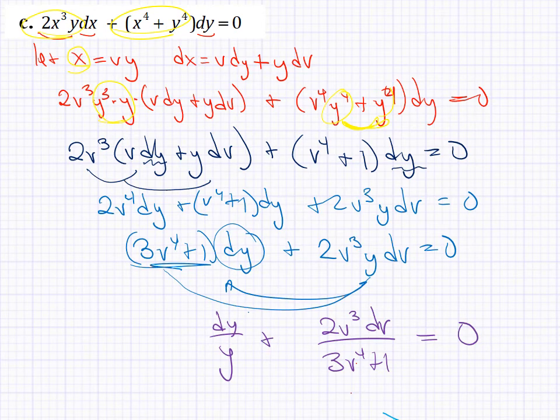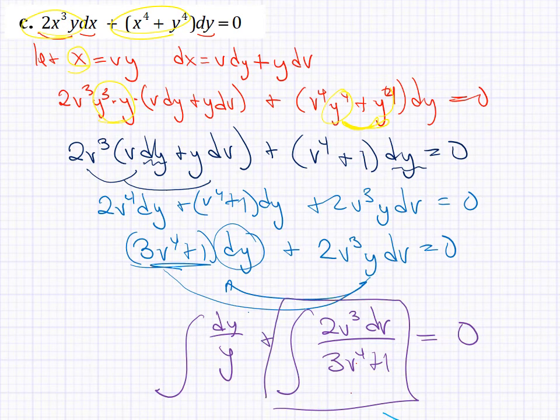And notice we get a dy over y, instead of having a dx over x. We're going to integrate that. And then we have a 2v cubed dv over 3v to the fourth plus 1. That's going to be the integral we're going to concern ourselves with for the most part. And then the integral of 0 will just give us c. So as long as we can do this integral, we're set to go. And you should see right away this is going to be a simple u substitution integral, u du to some extent.